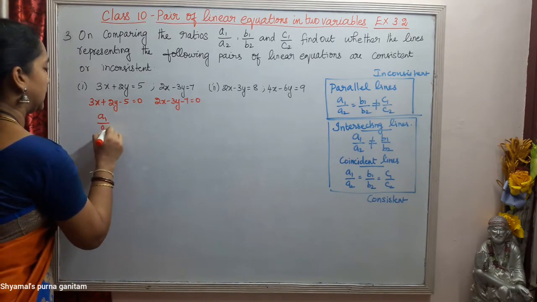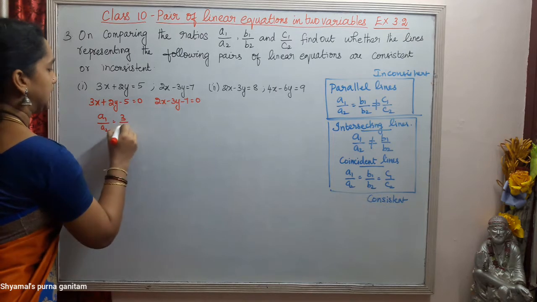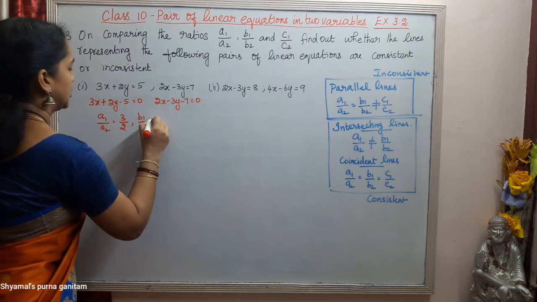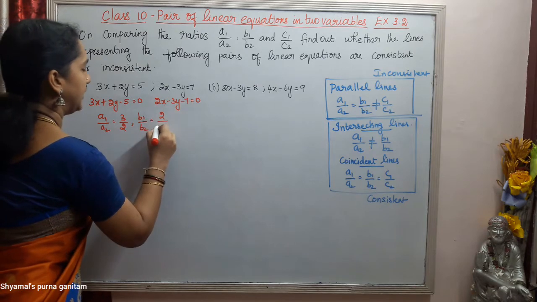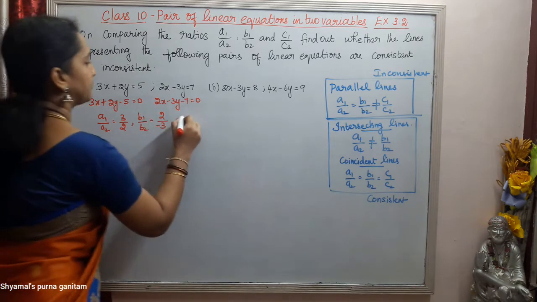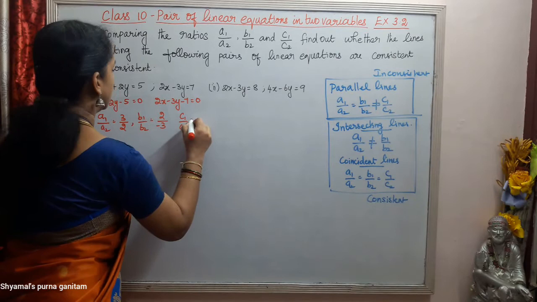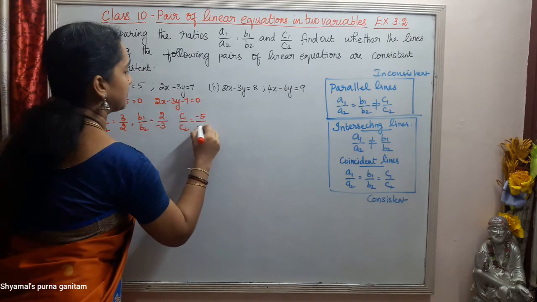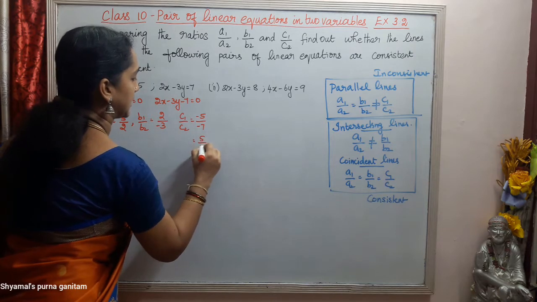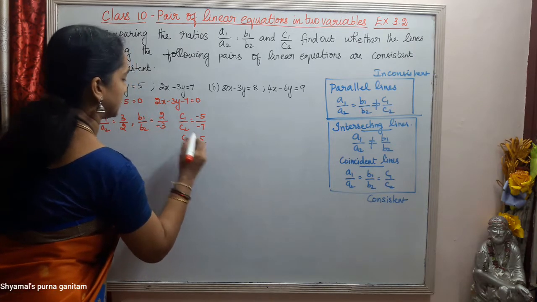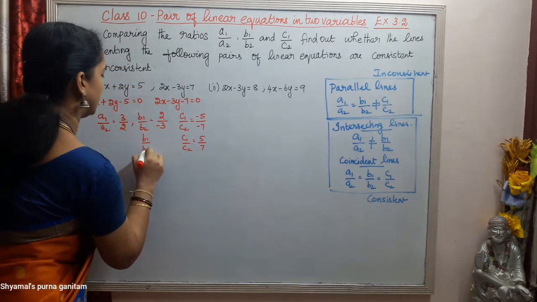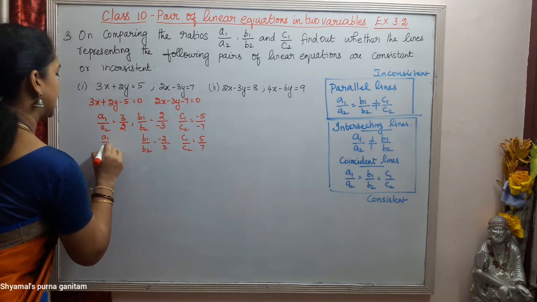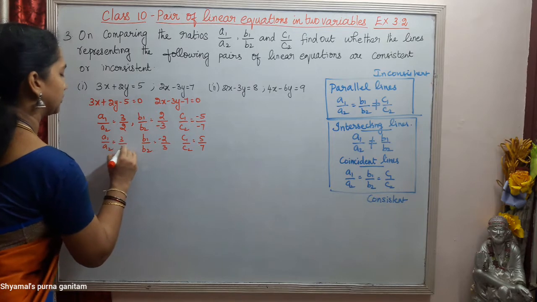A1 by A2. A1 is 3, A2 is 2. Then B1 by B2. B1 is 2, B2 is minus 3. And C1 by C2. C1 is minus 5 and C2 is minus 7. So we will get C1 by C2 as 5 by 7, B1 by B2 as minus 2 by 3 and A1 by A2 as 3 by 2.